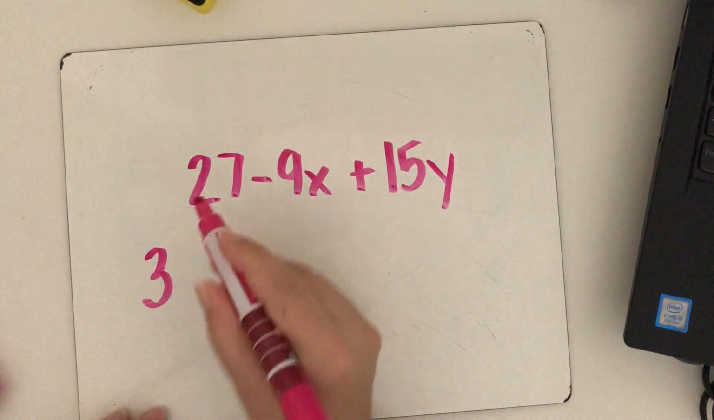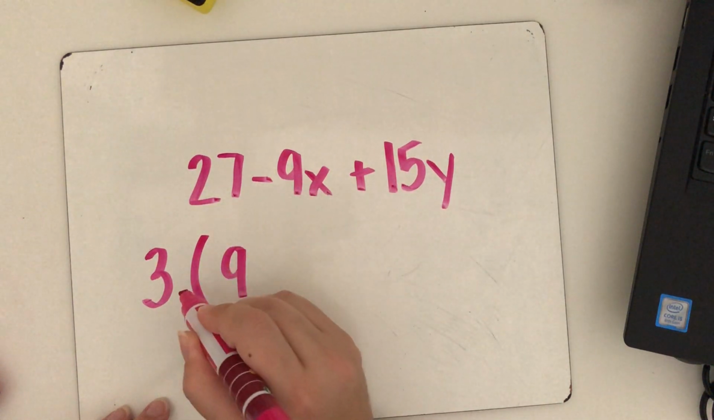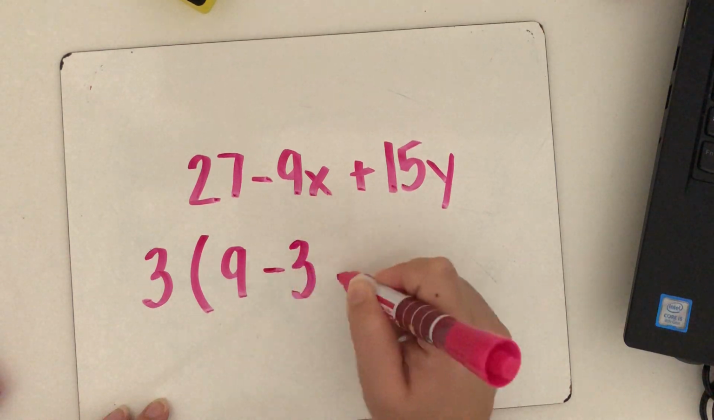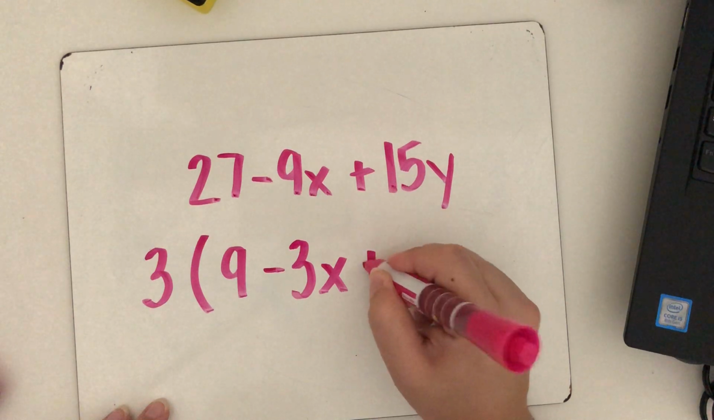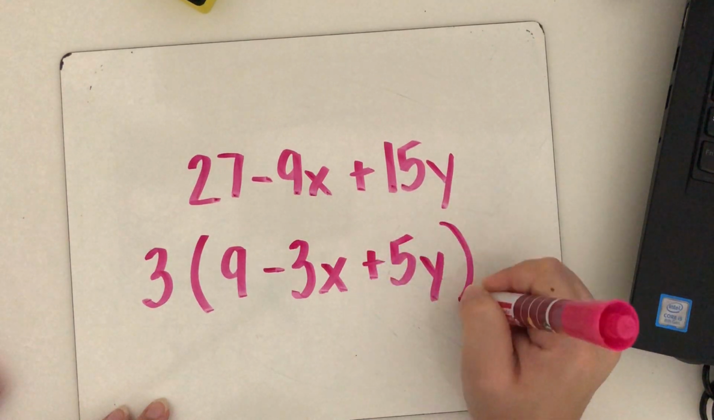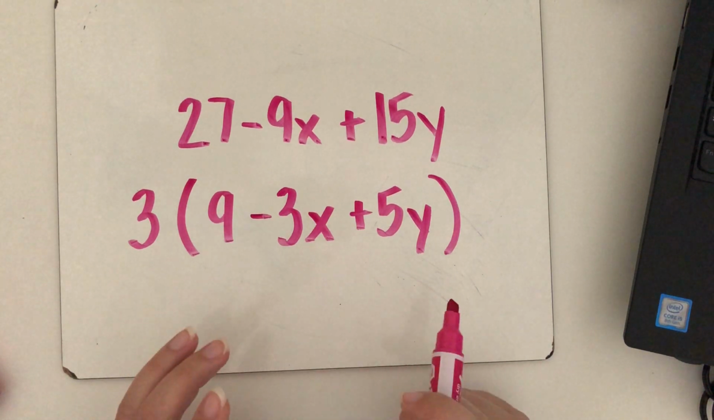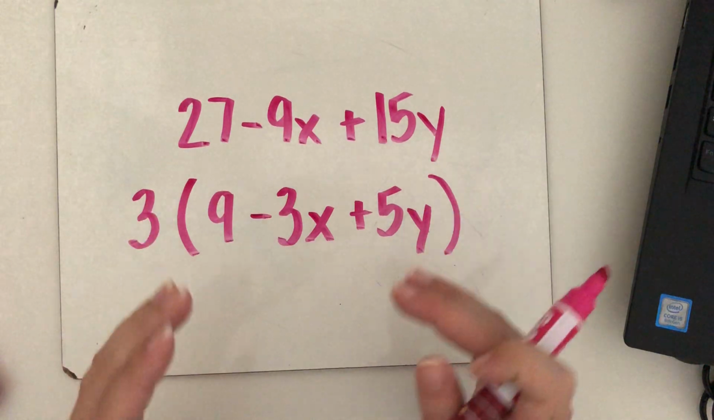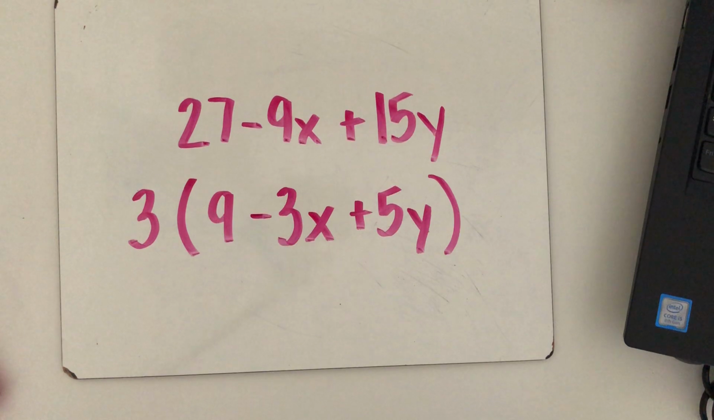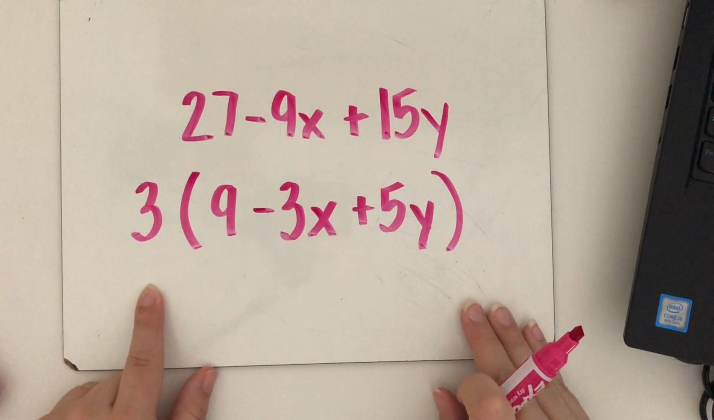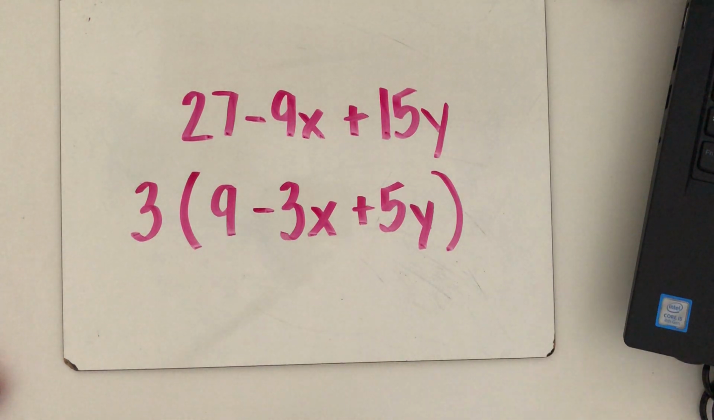So if I do 27 divided by 3, that gives me a 9. Negative 9x divided by 3 gives me a negative 3x. And then my positive 15y divided by 3 gives me a positive 5y. So you'll typically know that you're pretty much done when these terms that are still inside the parentheses no longer have anything in common. Now, if they still had something in common, that means that you originally didn't take out their greatest common factor. So you may want to go back and see what they have in common that's greater. Okay?